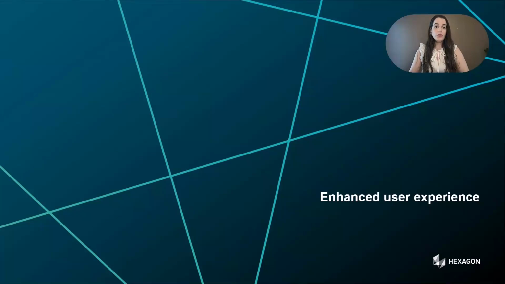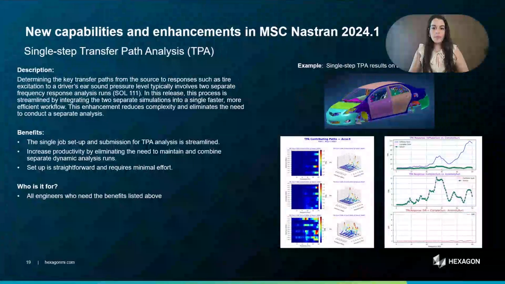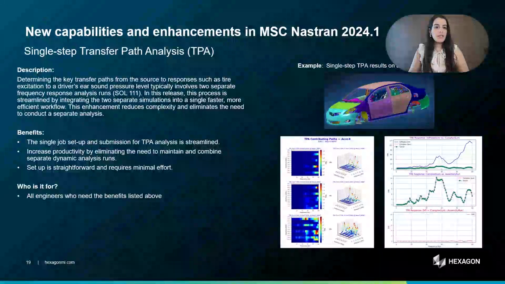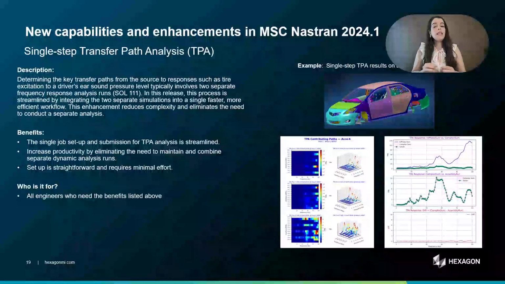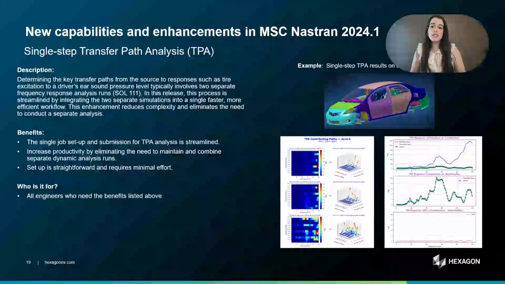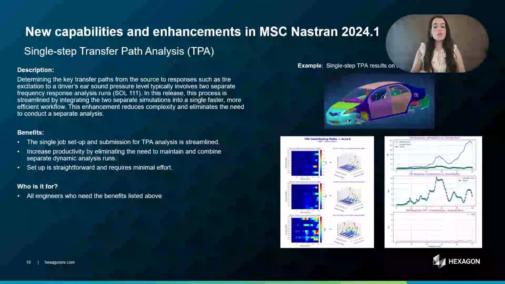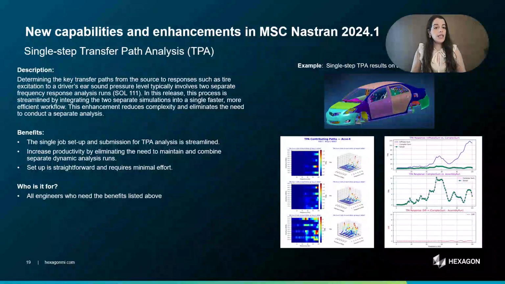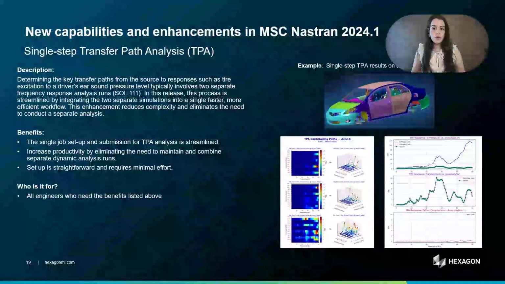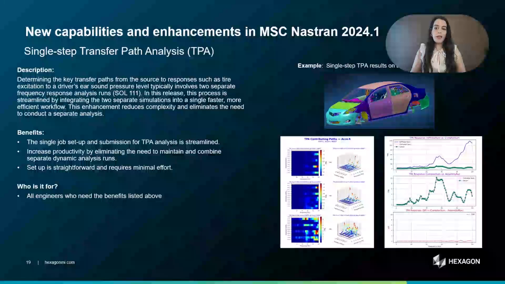Now, let's move on to the enhanced user experience. In MSC Nastran 2024.1, we are introducing single-step transfer path analysis. Determining the key transfer paths from the source to the responses, such as tire excitation to a driver's ear sound pressure level, typically involves two separate dynamic analysis runs. In MSC Nastran 2024.1, this process is streamlined by integrating the two separate simulations into a single, faster, and more efficient workflow. This enhancement reduces complexity and eliminates the need to conduct separate analyses.